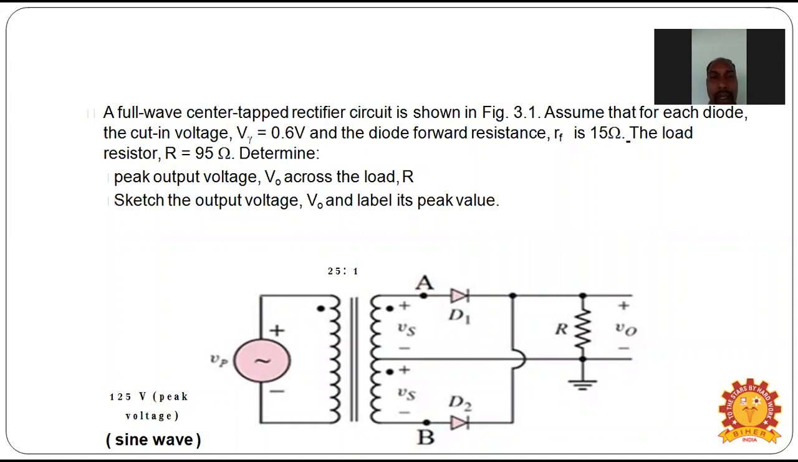Next, this is the full wave center tapped rectifier circuit; we can see that diagram. Assume that each diode has a cut-in voltage and a forward resistance. The load resistance is also determined. In this full wave center tapped rectifier, the peak output voltage V0 across the load is sketched, and the output voltage V0 is labeled with its peak value. This is totally based on the sine wave.